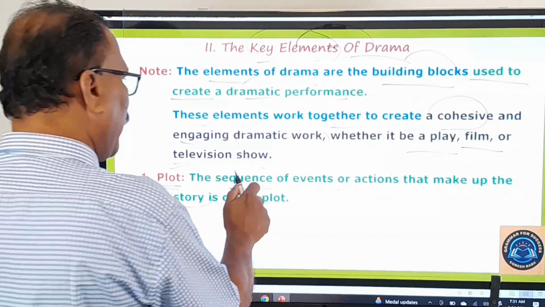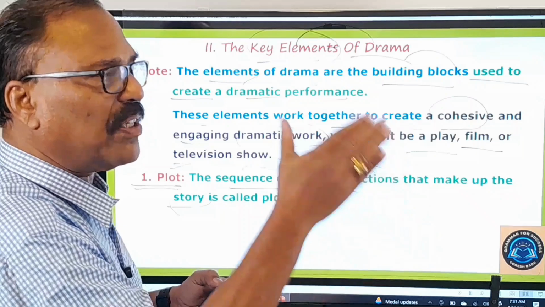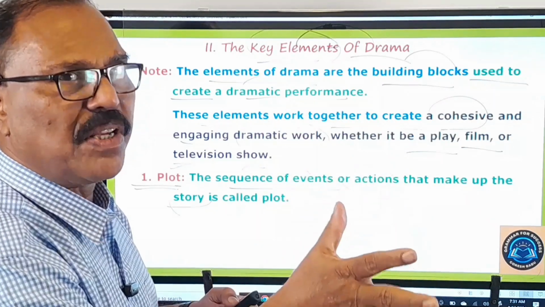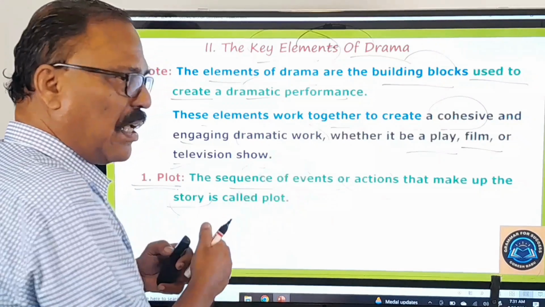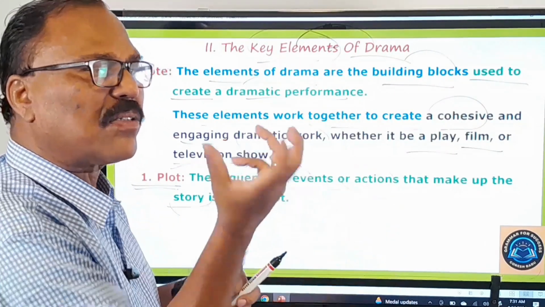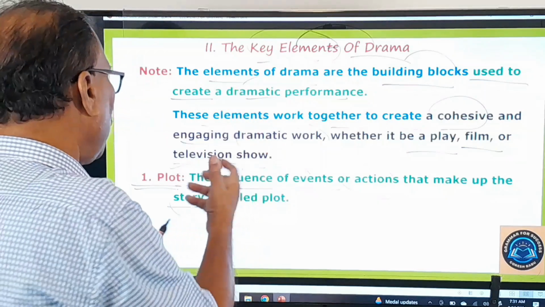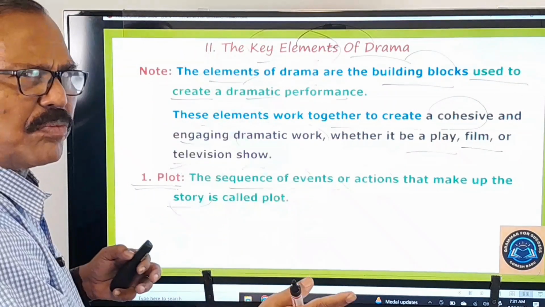Right. The sequence of events. The events must take place one after another. That is the sequence, the order of events and actions. So the scenes that happen in it, if they happen in a proper order, that is called the plot. That makes up the story. That means kathavastuvu. That is plot.